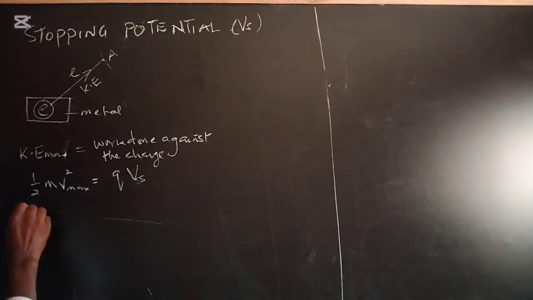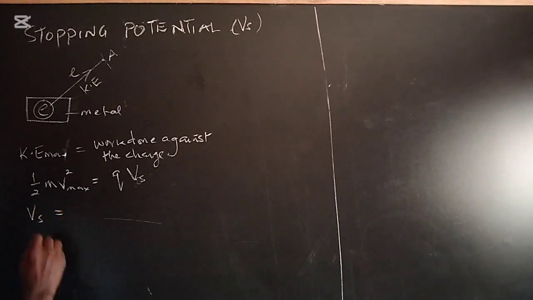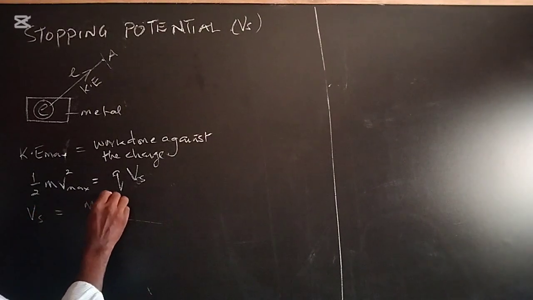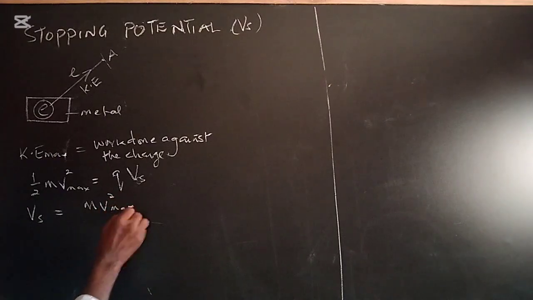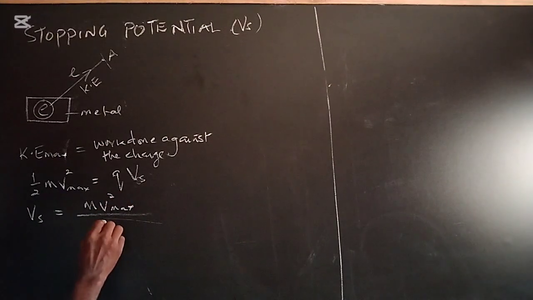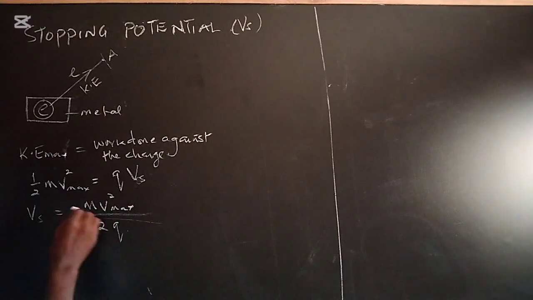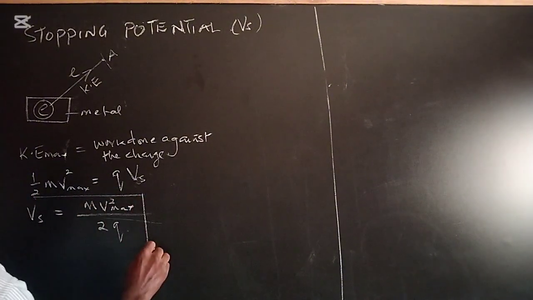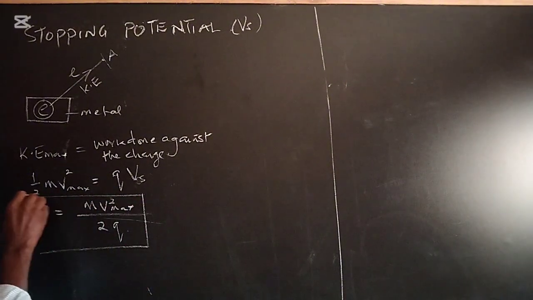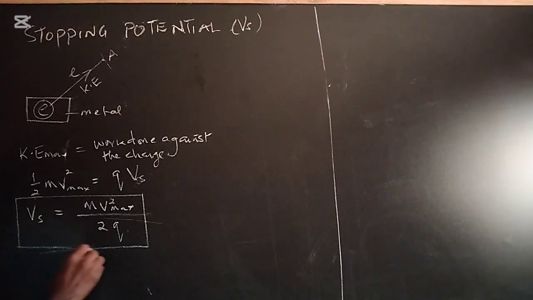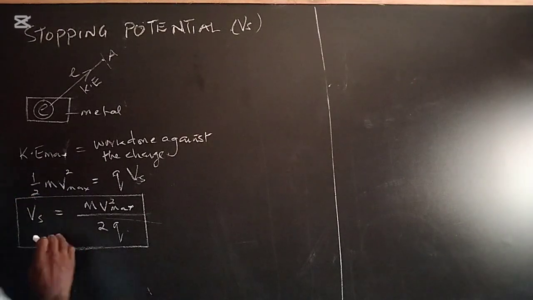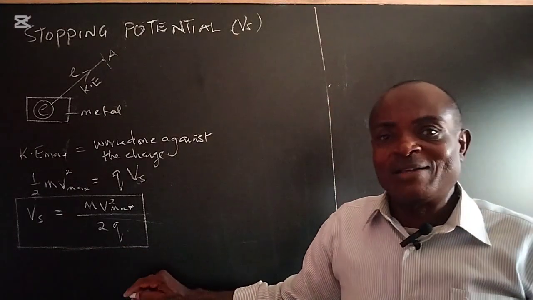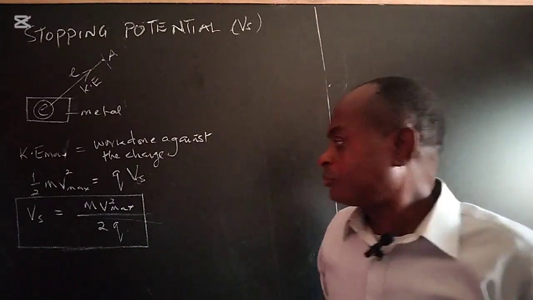So if we make the stopping potential the subject, it is equal to the mass of the electron times the square of its maximum velocity divided by 2 times the electronic charge. So this is the formula for determination of stopping potential, in case you're asked to. This is what we use to calculate the stopping potential of a charge.